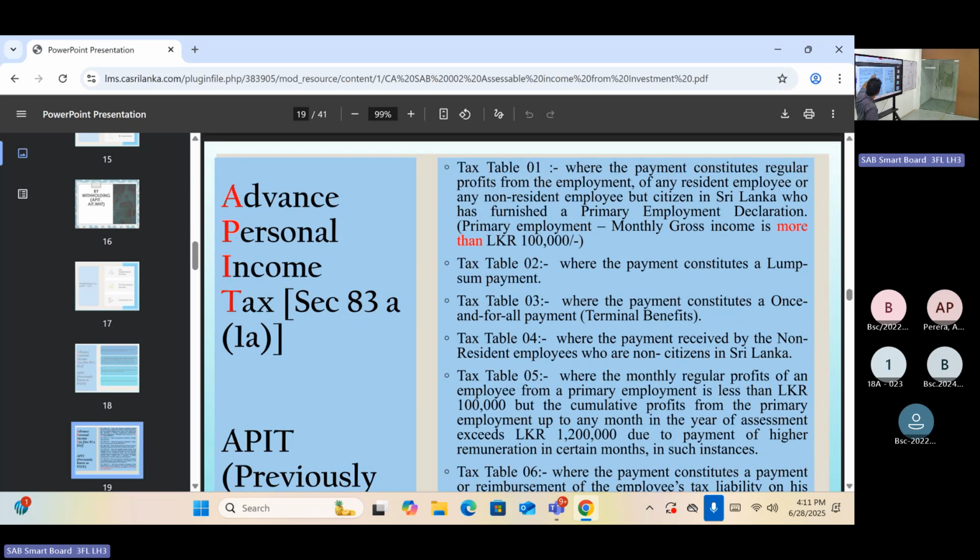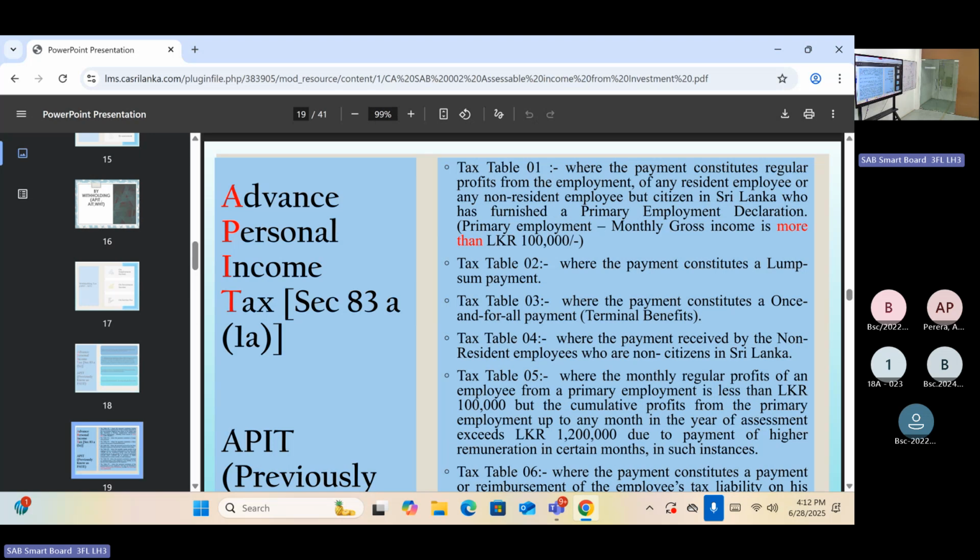Table number 1 is what we call the monthly table. If monthly gross income is more than 100,000, the employer is supposed to deduct tax. So less than 100,000, no tax. Right? Why is 100,000 not taxed? In Sri Lanka, we have a tax-free allowance, personal tax relief of 1.2 million per annum.